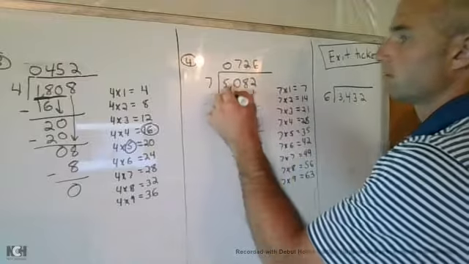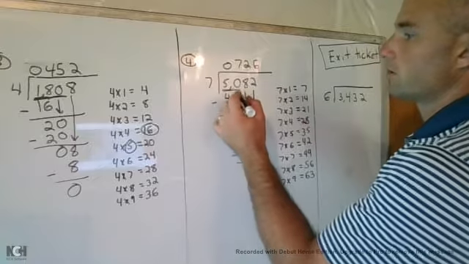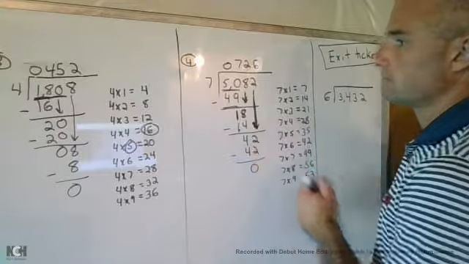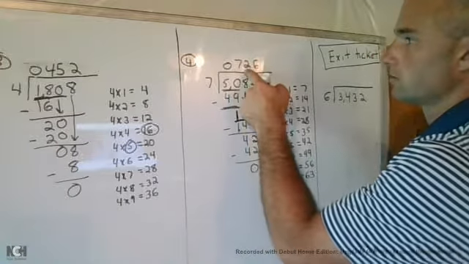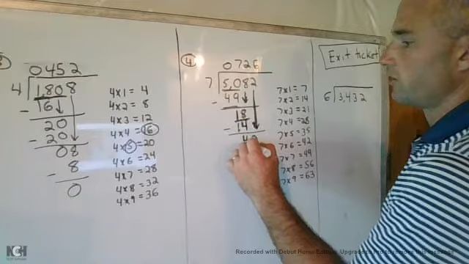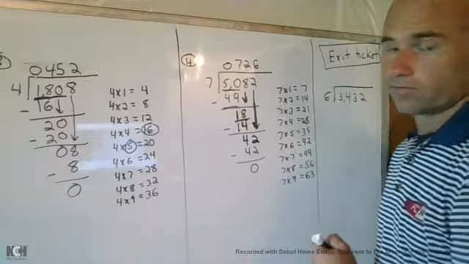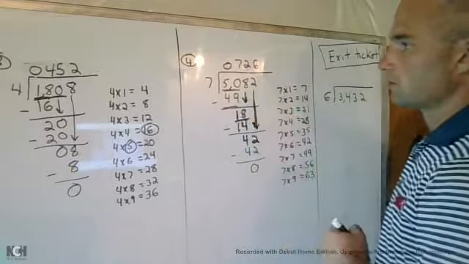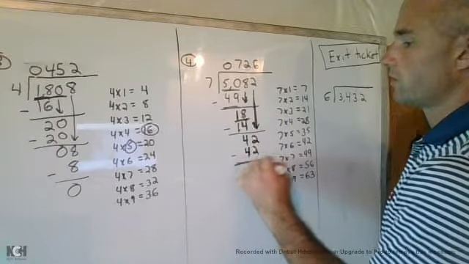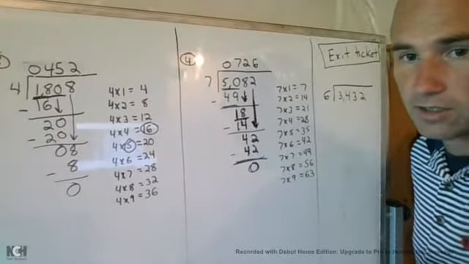7 goes into 50 7 times, and you get 49 here. You subtract, you get 1. Then you bring down this 8 to get 18. 7 goes into 18 2 times. 2 times 7 gave you 14. You subtract, you get 4. Bring down this 2 gives you 42. 7 goes into 42 6 times. You get 6 times 7 equals 42 with nothing left over after you subtract. So 726 being your answer.